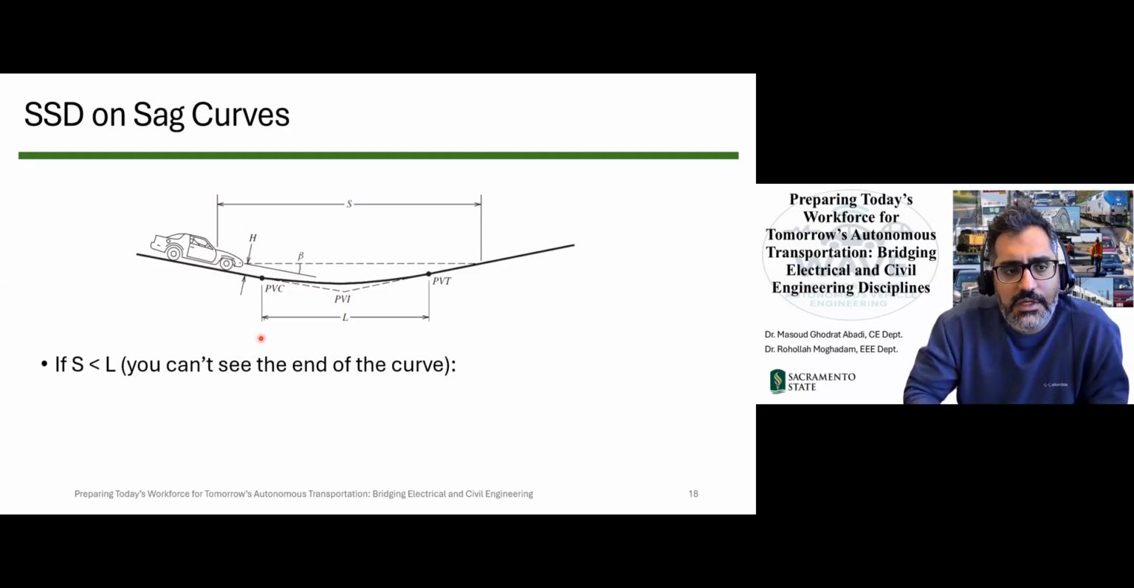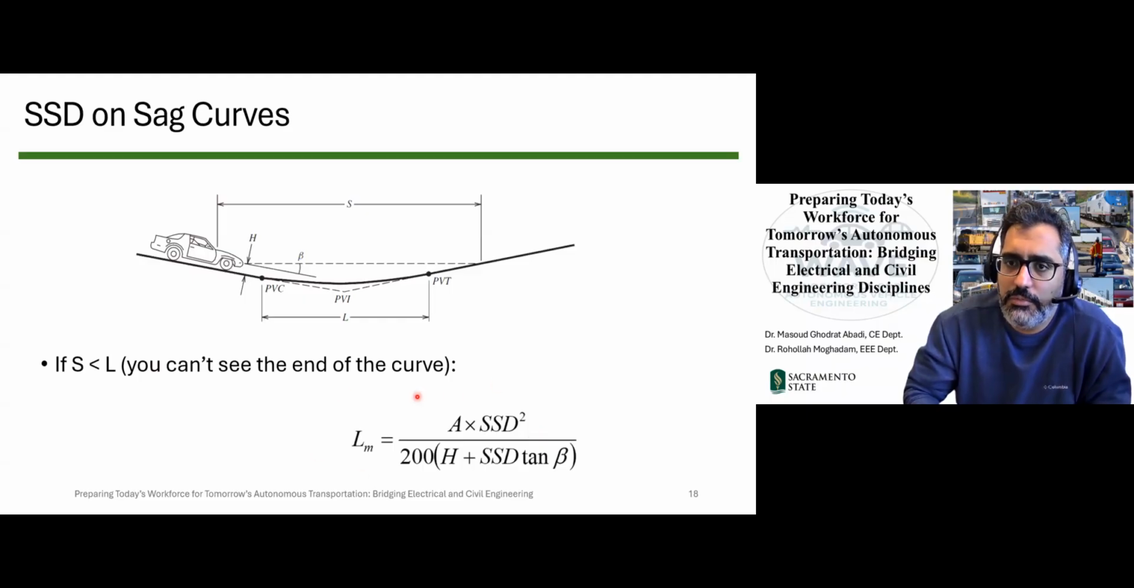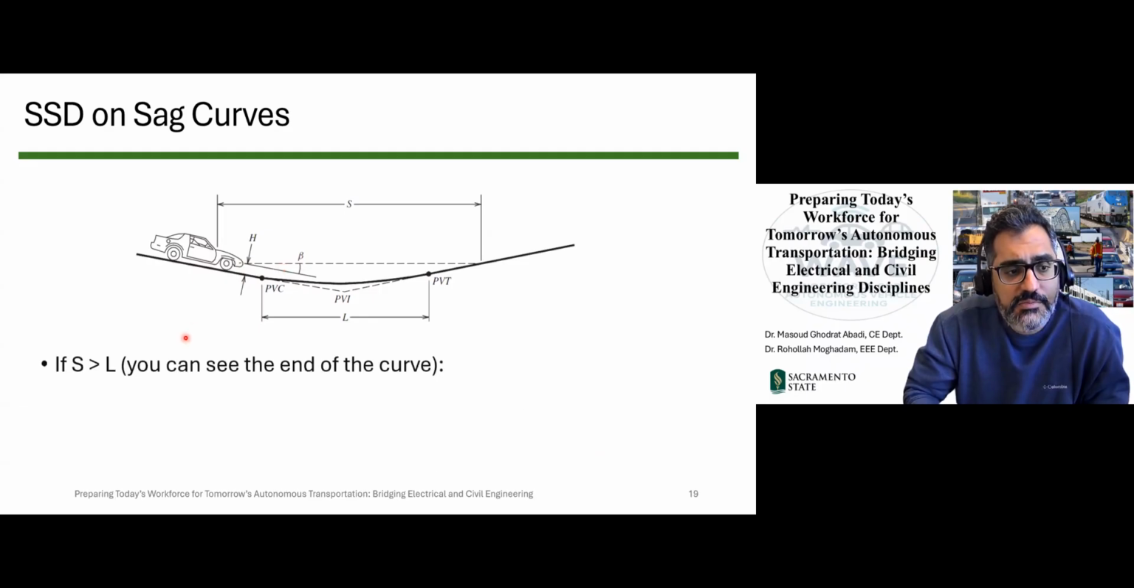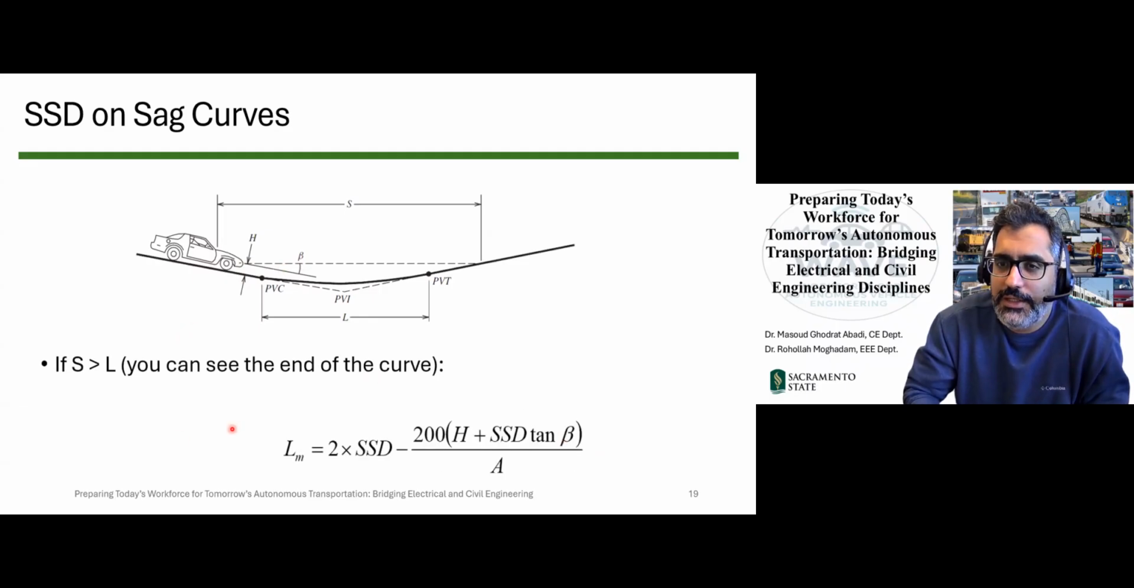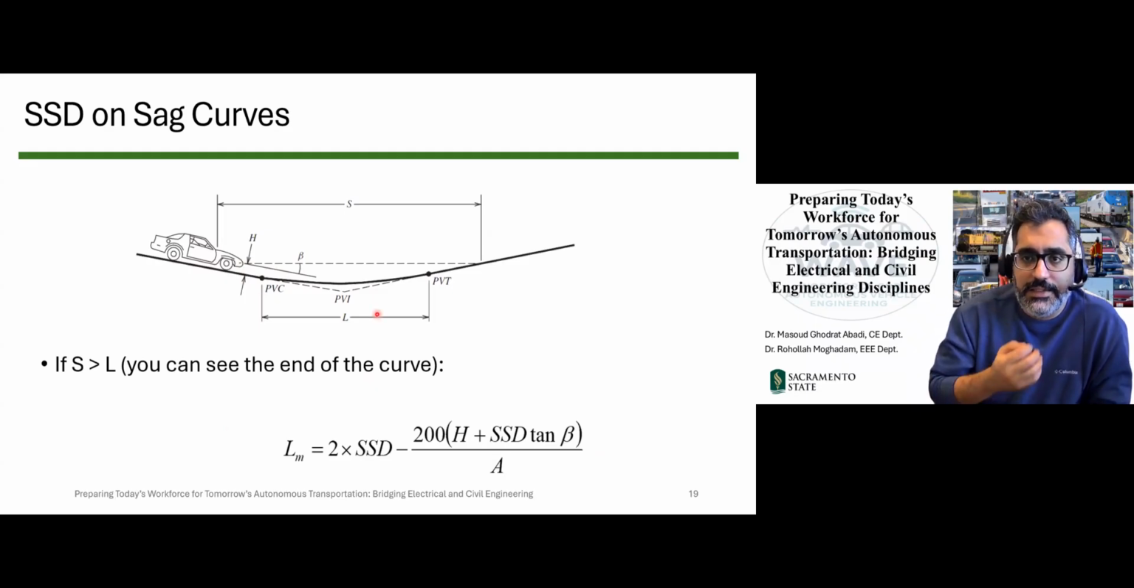Now on the sag curves, if S is less than L, the equation that will be obtained based on the characteristics of a parabolic curve is here. You see that we have H, that is the height of the headlights, and we have beta, that is the angle that is illuminating in front of the car. And if S is more than L, we will use another equation to calculate the minimum length of that sag curve.